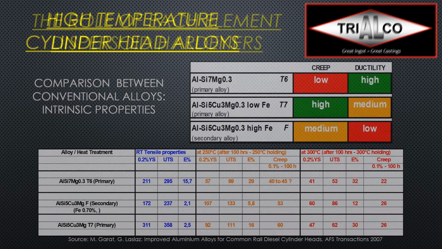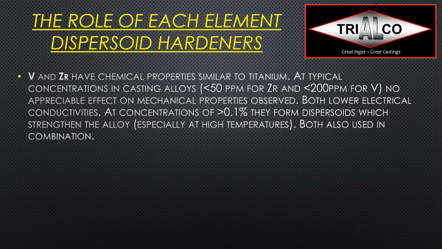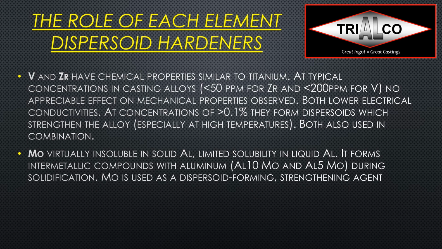So we have to ask ourselves, isn't there anything else that we can do to make this a lot better? And that's where nanoparticles, dispersoid hardening elements are coming in. And we have found vanadium and zirconium, for example. They have chemical properties very similar to titanium, and at very small concentrations, they can really do great things. So we just need to add a bit more than 0.1%, and we form these dispersoids.